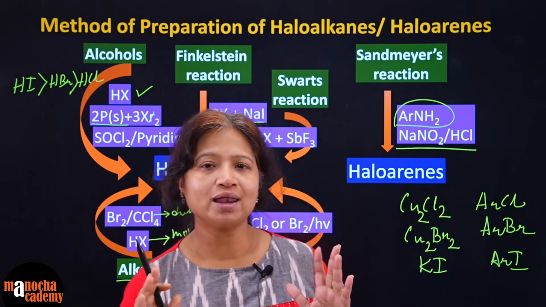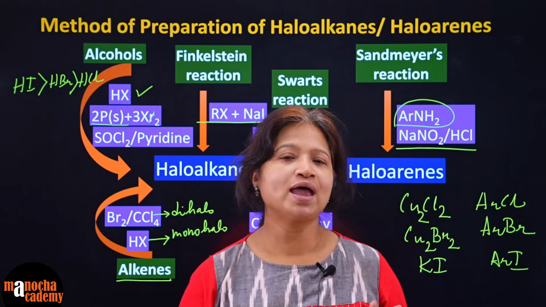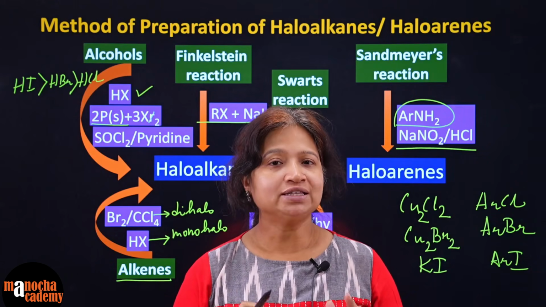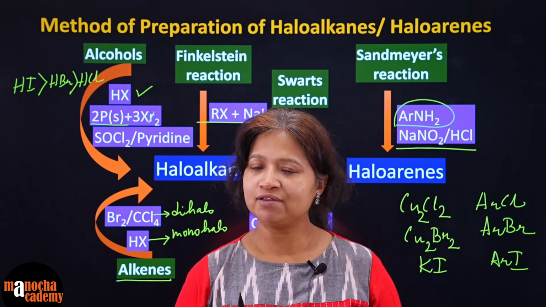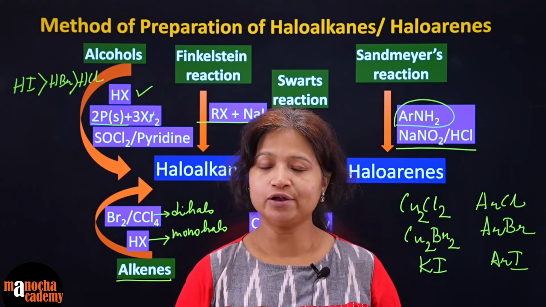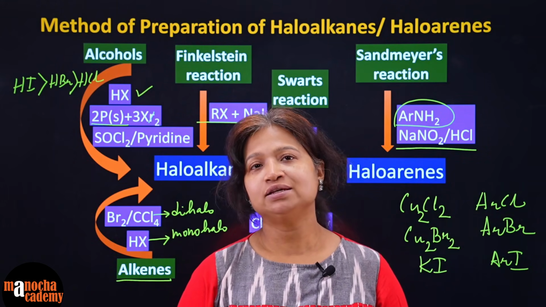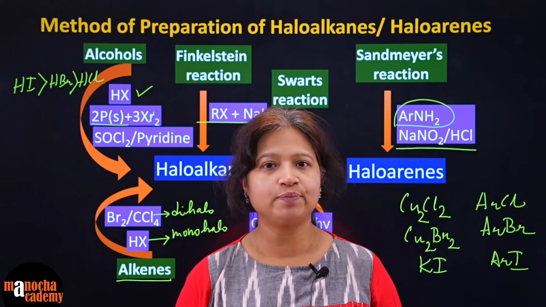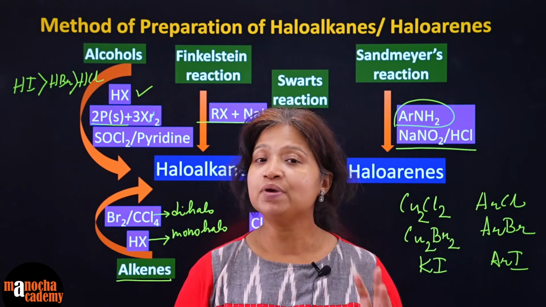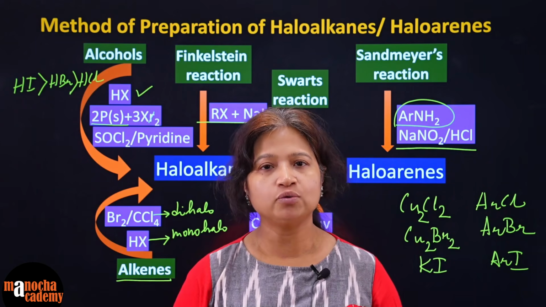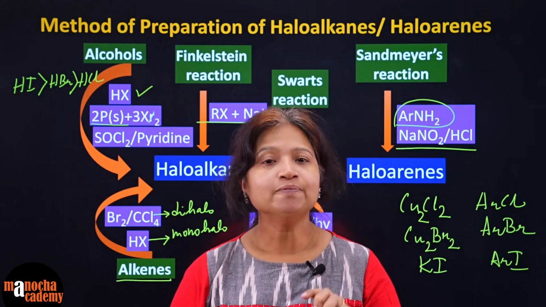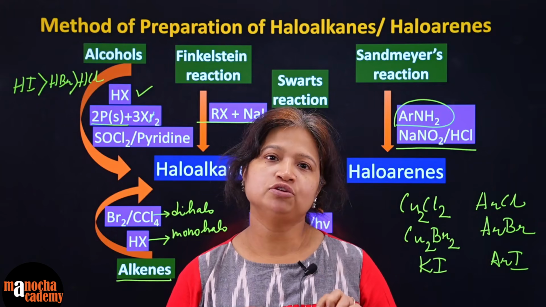So you can prepare haloalkane from alcohol, and you can prepare haloalkane from alkene. If it's a dihalo, you use bromine in CCl4. If it's a monohalo, use any halo acid, Markovnikov's addition. And then from primary amines also you can prepare halo compounds by the Sandmeyer reaction. Similarly, from simple hydrocarbons like benzene and toluene, you can prepare haloarenes by electrophilic aromatic substitution reaction.